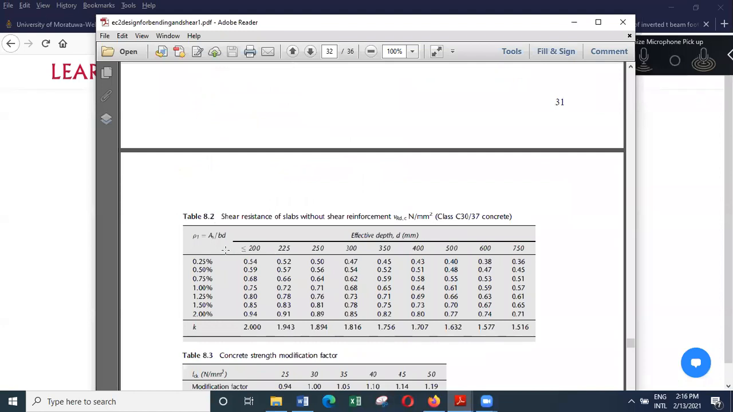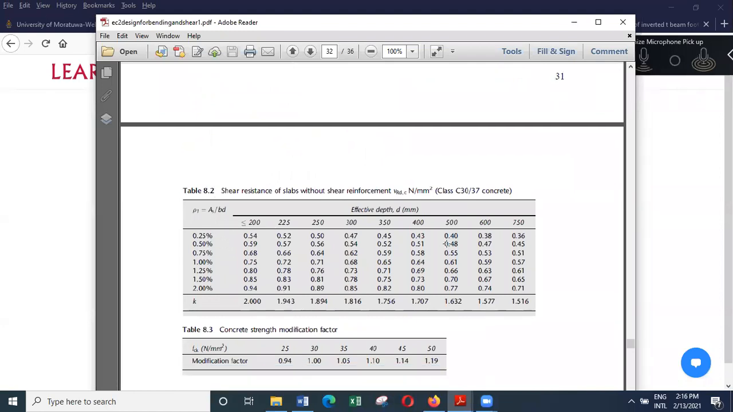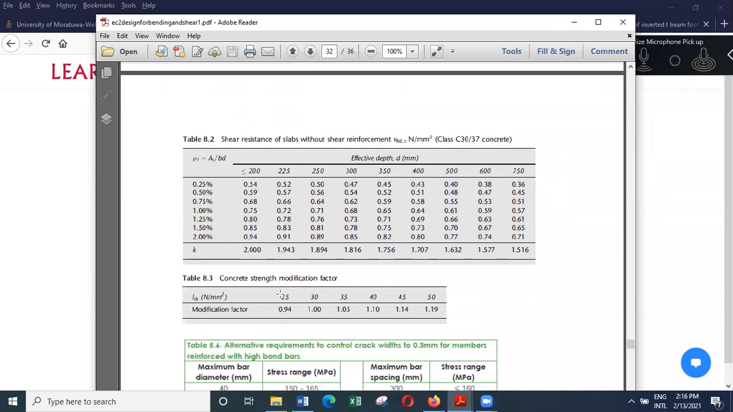So for 30 megapascal concrete, this particular table is available, table 8.2. On the other hand, if you want, you can just use the basic equation and calculate the shear capacity. And to use it for different concrete strengths, we have this modification factor. So these are for 30 megapascal concrete. For any other concrete, you have to use the corresponding factor from this table.